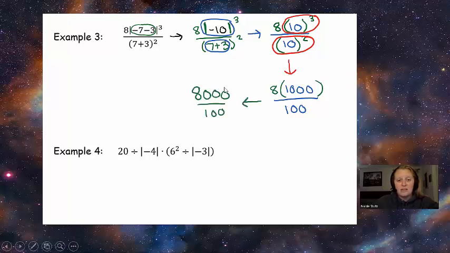8 times 1,000 is 8,000. And we don't want to forget the fraction bar means divide. So 8,000 divided by 100 is 80, and we're done.